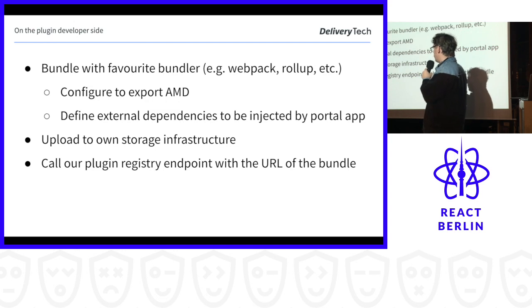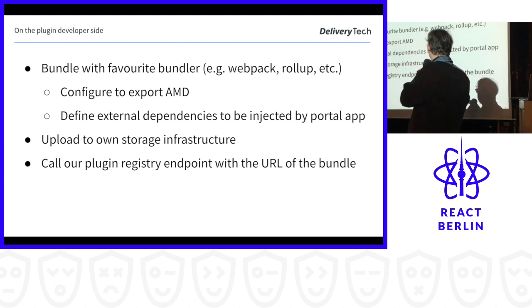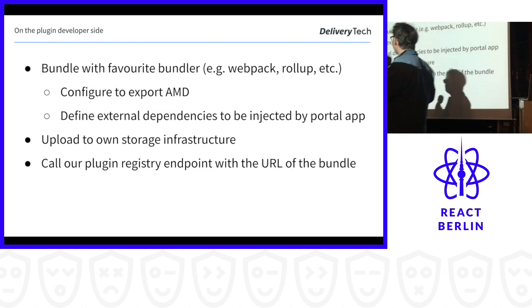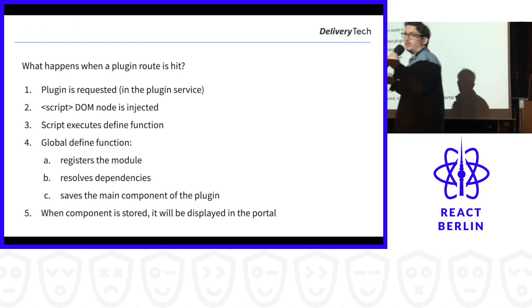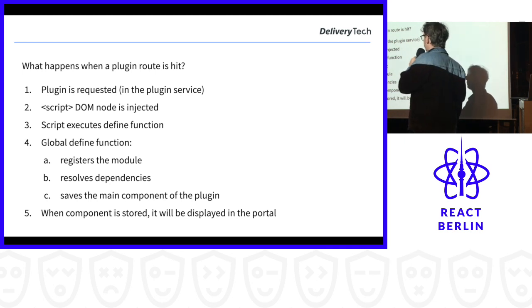Then they need to upload it to their own storage because you want it to be independent. We use S3, others may use something else. And then they call our plugin registry endpoint with the public URL of the bundle, behind the CDN. After that, we know that there's a new bundle and we'll ship it in the next request to the portal.